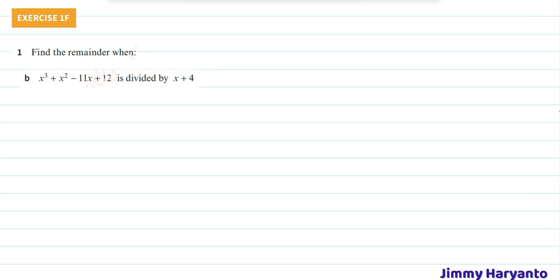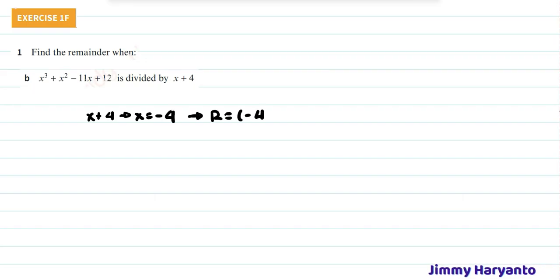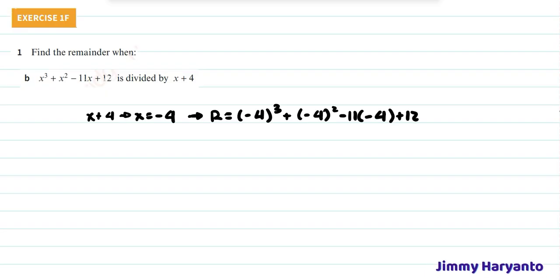Next is question 1b. Still the same. The question wants you to find the remainder. That means from x plus 4, you have to find the value of x first. So from this one, you'll have x equals negative 4, and then just input it into the polynomial. Negative 4 to the power of 3 plus negative 4 squared, negative 11 times negative 4, and then plus 12. And the remainder is 8.